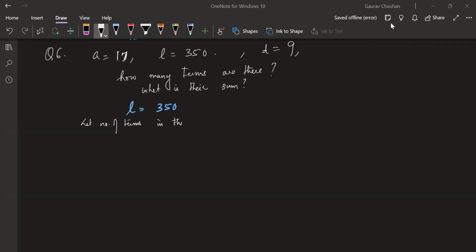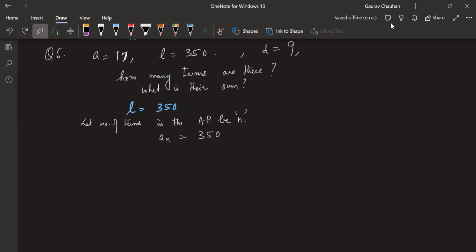Now L is equal to 350. This is crucial information, because this L is nothing but a_n, the last term. Let the number of terms in the AP be n. So the nth term is basically 350. It can be any number of terms, it does not matter right now, I'm assuming n. The last term is basically the nth term, that is 350.